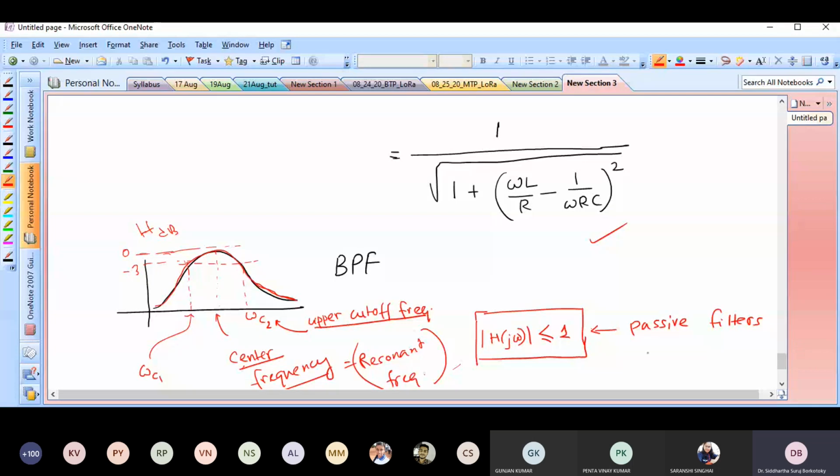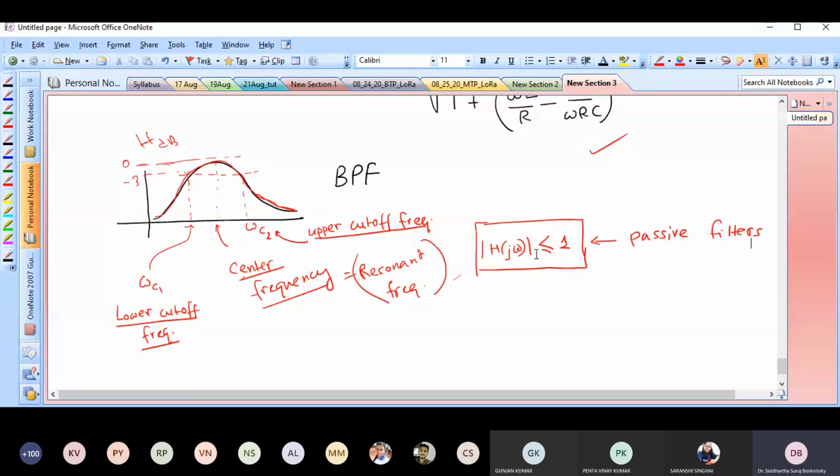What we might want is active filters. For active filters, you might have H(jω) greater than 1, which means the circuit is doing some amplification. You are supplying a 5-volt peak-to-peak sinusoid and you are getting a 10-volt peak-to-peak sinusoid, so it's an amplification by a factor of 2. To do that you need some extra components, and we will learn all these things later. But this lays down the base for the more sophisticated circuits.